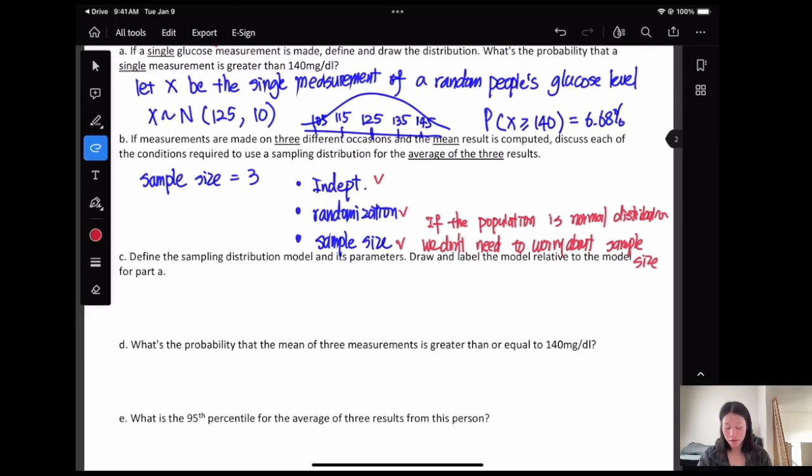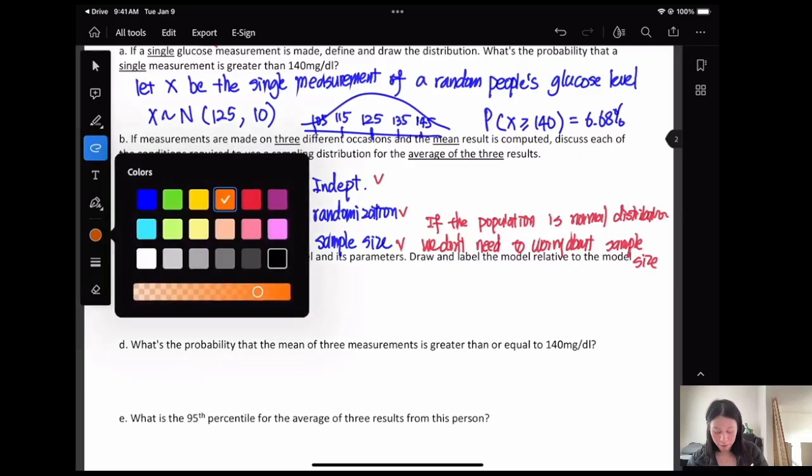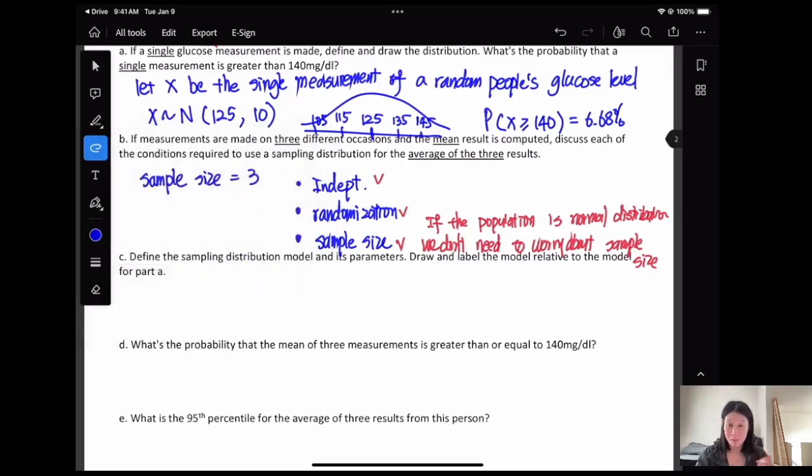Okay, so define a sampling distribution model and its parameters. Draw and label the model relative to the model. What are the parameters? We need to know the sampling distribution's mean and sigma. We know it's going to follow the normal distribution, because we don't need to worry about sample size as long as the population is normal. Even though you just have a sample size of 3, the sampling distribution is also normal.